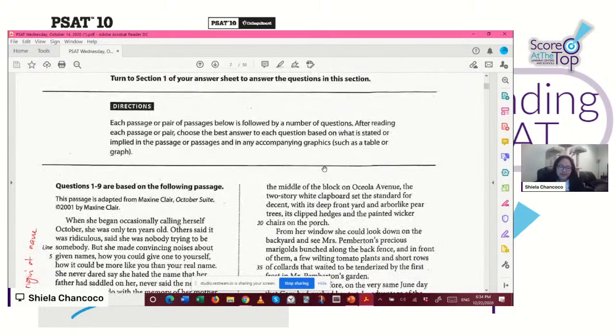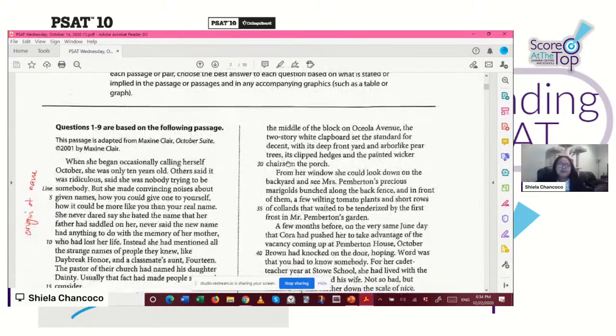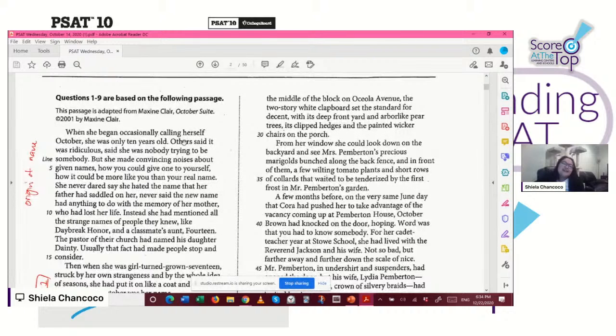So the first one that I would like to do here is the one about October. She was the one that was a school teacher. And I know some of you will have different versions of the test, so I'm just going to go by the name of the passage. And this one is the October Suite. So she is a school teacher here. What I'm going to do is just recount the passage quickly, and then we'll go through the questions afterwards.